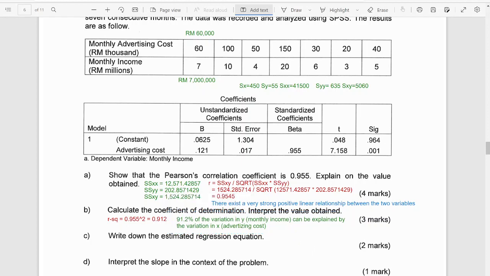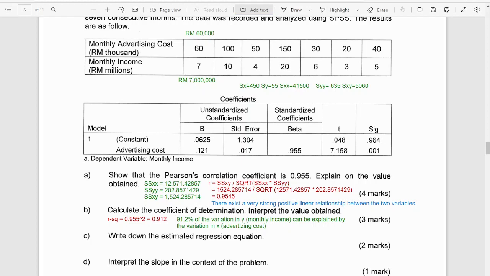Okay, 91.2% of the variation in y, the monthly income, can be explained by the advertising cost. Right? So that is the explanation. Boleh? So you boleh tukar lah. So in general, you can just say the percentage of the variation in y can be explained by the variation in x. Alright? So that is for the second part.